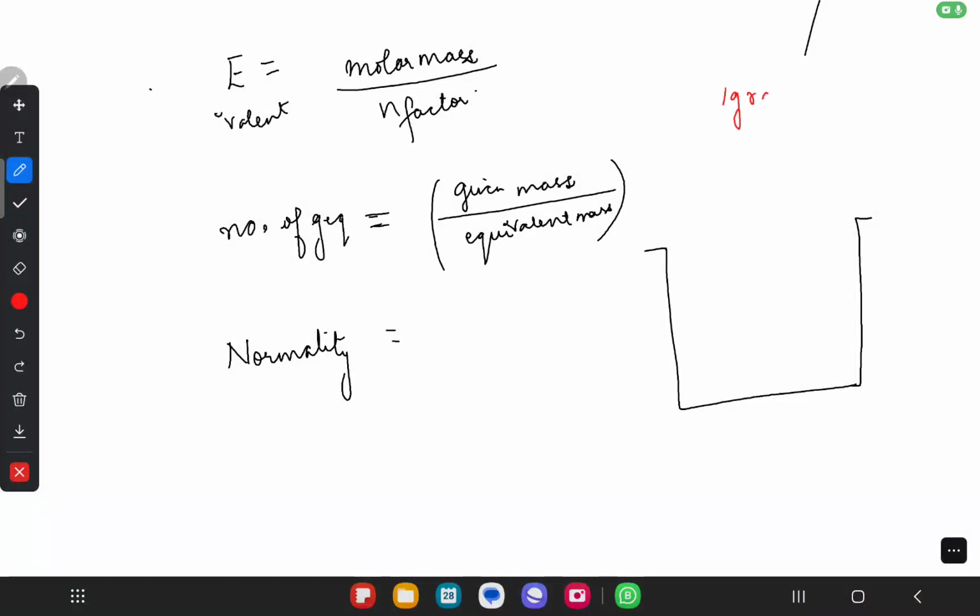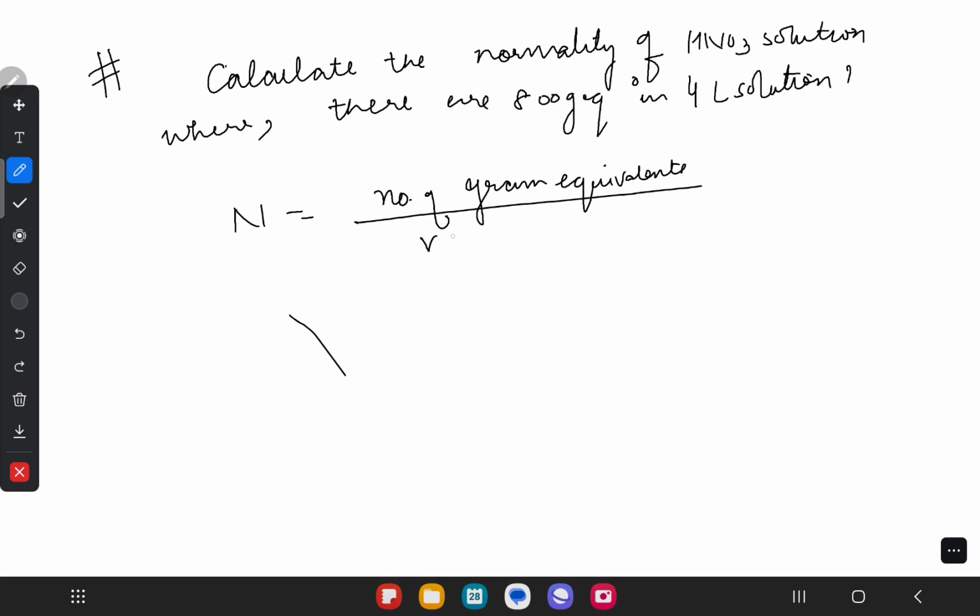Amount of moles of electrons in 1 gram. One gram equivalent basically means that mass which gives off 1 mole of electrons. You understand? The volume of solution.